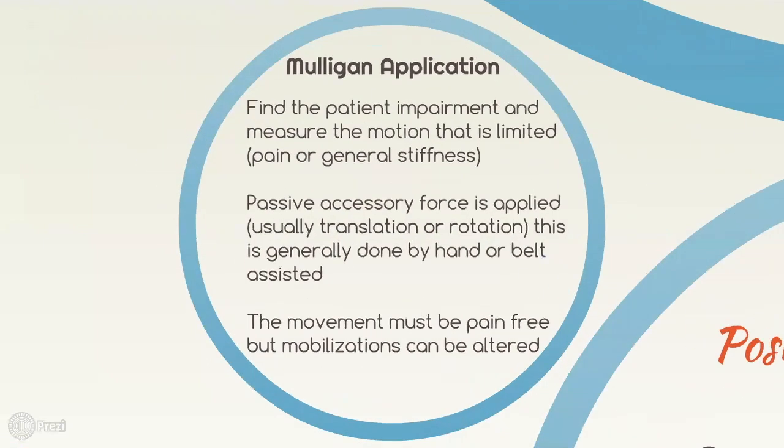Now, Mulligan application. We identify the client-specific impairment measure and the motion limited by pain or joint stiffness. The passive accessory force is usually translatory or rotational and should be applied at the joint line by the clinician's hands. They can be belt assisted. Sometimes you can even use tape for these types of things. Mobilizations can be altered based on the location, force level, and force direction. And remember, both the glide and the movement need to be pain-free.